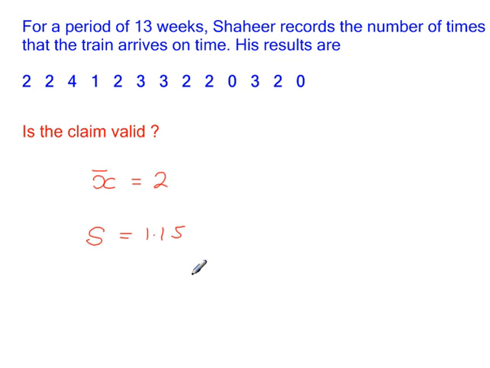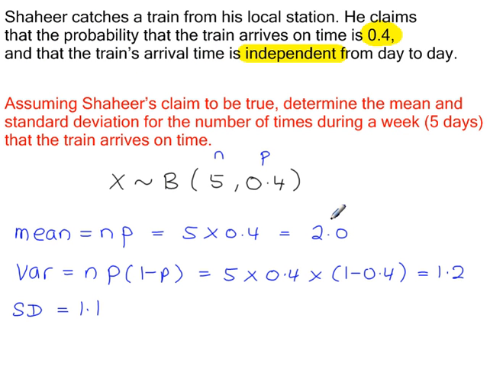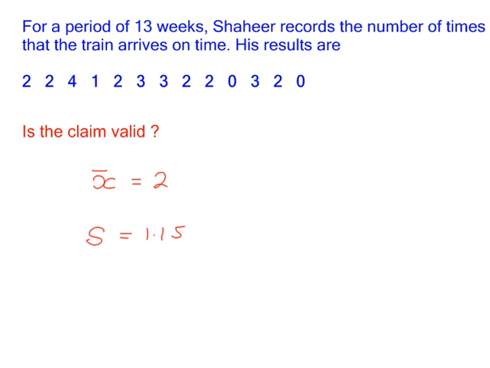Let's compare these values to the ones that we have already worked out. The mean here is 2, and that was exactly 2. The mean here is also exactly 2. So the means are identical. They don't have to be identical for the claim to be valid. We're looking for means which are similar, so if there is a less than 10% difference between the means.